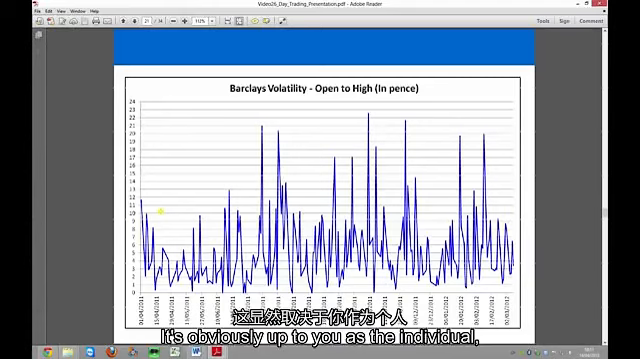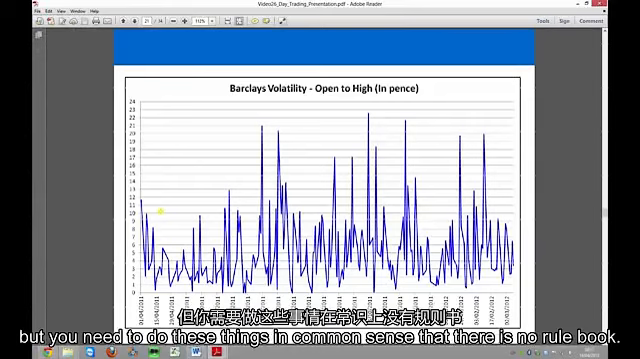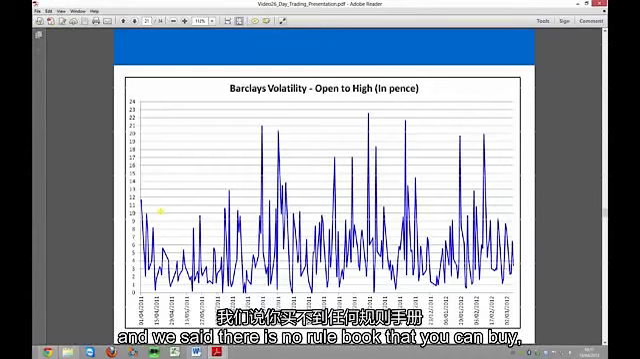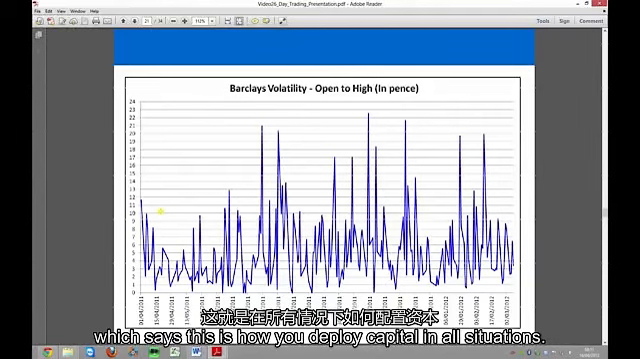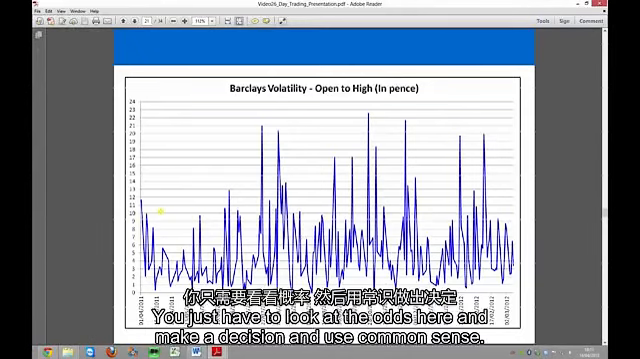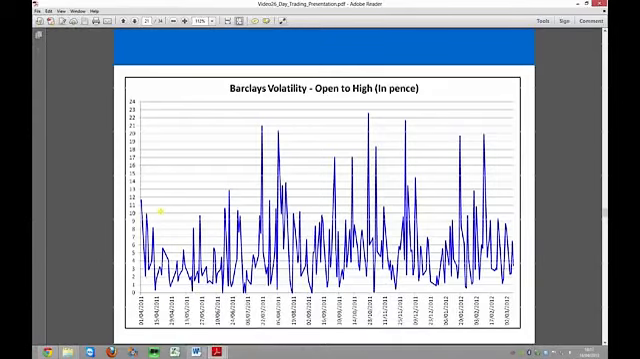It's obviously up to you as the individual, but you need to do these things with common sense. There is no rule book. Remember when we looked at capital deployment for spread trades, and we said there is no rule book you can buy which says this is how you deploy capital in all situations. There isn't. So you just have to look at the odds here and make a decision and use common sense.